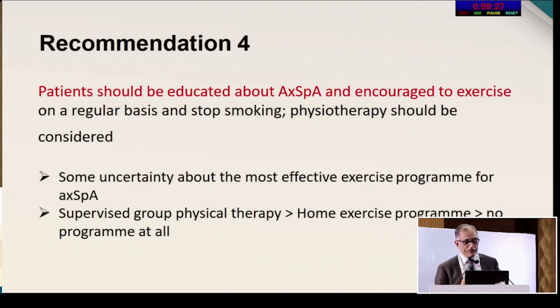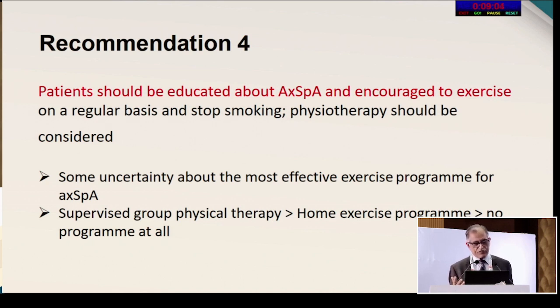The fourth recommendation is that patients should be educated about axial SpA and encouraged to exercise on a regular basis. They should be advised to stop smoking, and physiotherapy should be considered as an important part of it. Now, there is no doubt that physiotherapy is a cornerstone of treatment here, but there is some uncertainty about the most effective exercise program for axial SpA.